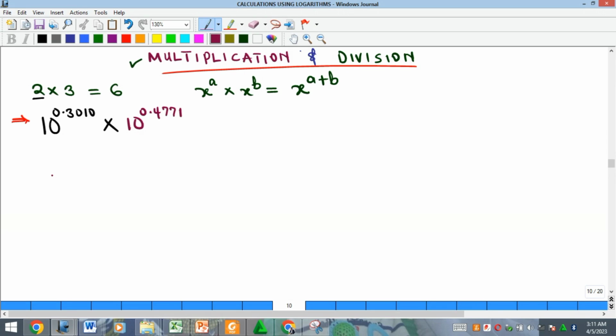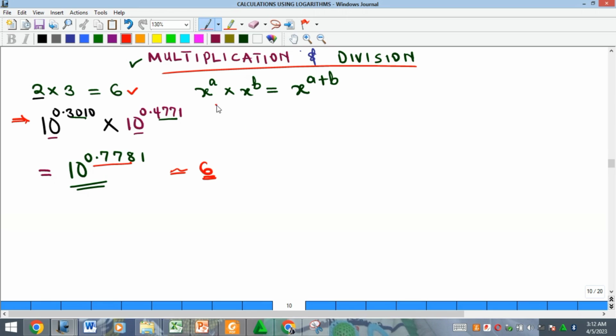So by the time you now apply this rule of indices, the bases are the same. So this is simply going to give you 10 raised to the power of the sum of these two. You are going to get 0.7781. And now if you want to find the value of this particular index number, remember I told you in our previous video on logarithm that this simply means you should find the anti-log of the power. If you check your four-figure table and look for the anti-log of this, you are going to get something that is approximately equal to 6, which is exactly what you get when you do this multiplication. That's the basic principle that this arithmetic depends on.